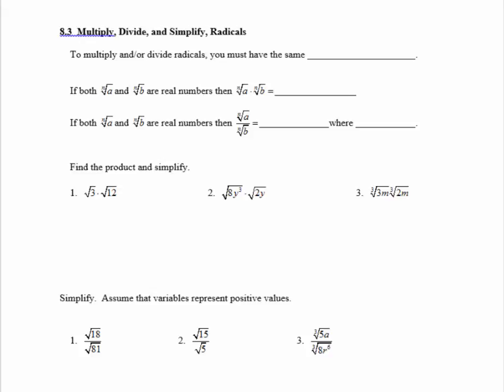Section 8.3, Multiply, Divide, and Simplify Radicals. From the last section, we saw that if we didn't have the same index, we would need to put them into rational exponents to continue. Well, in this section, we are going to have the same index. So to multiply and or divide radicals, you must have the same index.